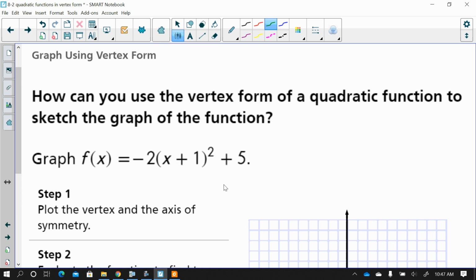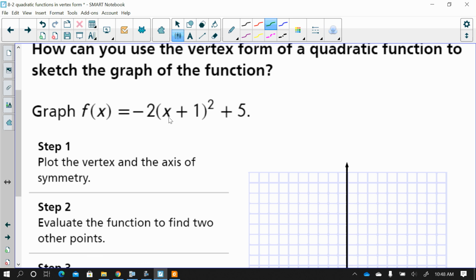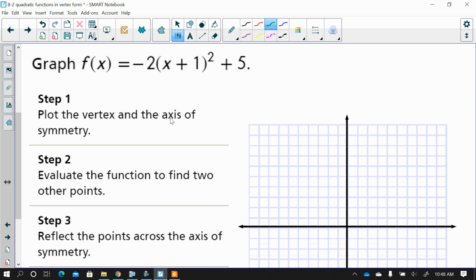So all of this helps us to graph using vertex form. We're going to graph the equation -2(x + 1)² + 5. The first thing we need to do is plot the vertex and the axis of symmetry. I always like to start with my vertex. The vertex, again, remember, is (h, k). So h, again, is the opposite, so -1, and k is 5. Let's go ahead and plot (-1, 5). Well, -1, 1, 2, 3, 4, 5.